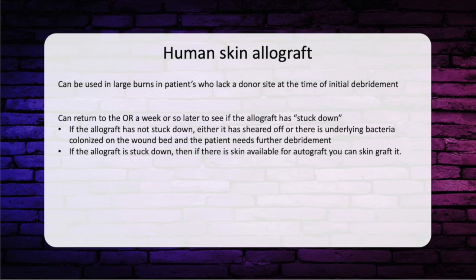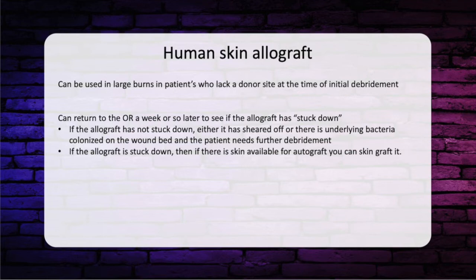On the other hand, if the allograft is stuck down and looks fairly good, you can take that off. And if there's skin available, you can autograft using the patient's own skin. Sometimes the patient will have one area that has been used as a donor site and needs to heal. And sometimes using allograft is a good temporizing measure until the other donor site is readily available for autografting. It also can be used as a diagnostic tool. Like I said, you put the allograft down, come back to the OR, see if it's stuck down, and that could give you a clue as to what's going on with the wound bed underneath. And if it's not stuck down and you don't think it's sheared, then that might be a good indication that maybe there's an underlying infection that you can't necessarily see.